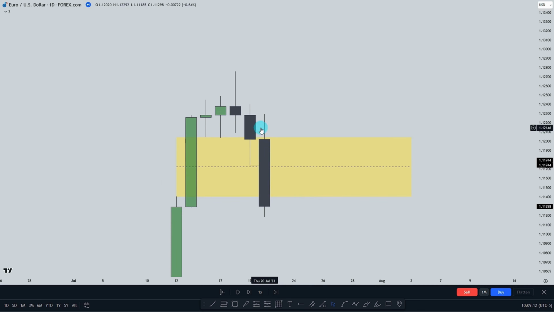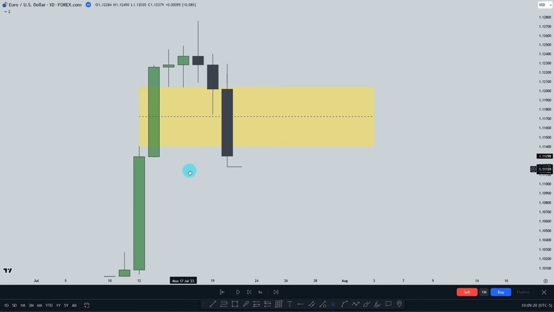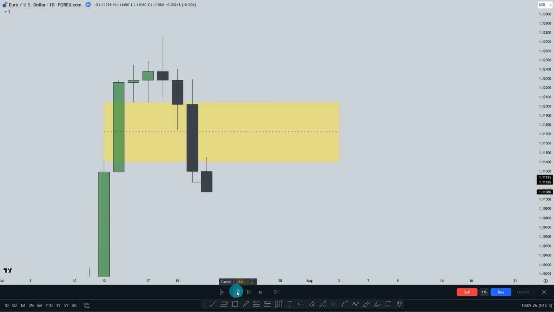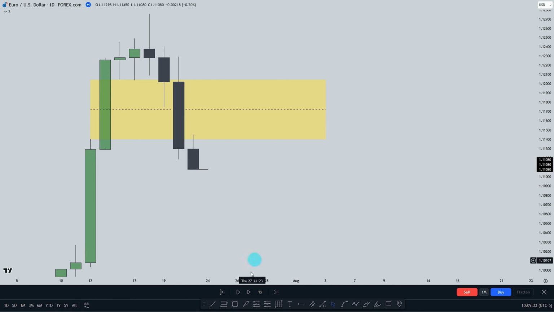Right here, price takes out previous day's low, also closing below this fair value gap. So then we could anticipate lower prices. So now we'd anticipate previous day's low to be targeted. And right here we see previous day's low get hit again. So now this is the new previous day's low.